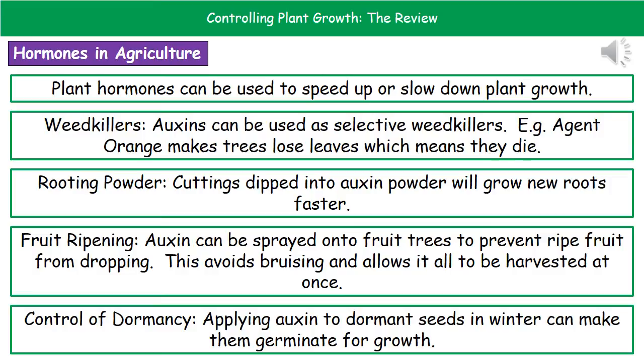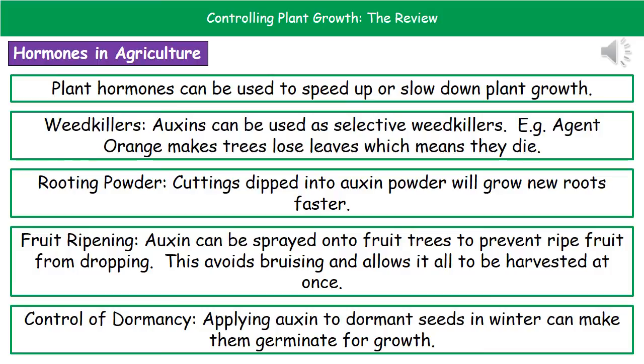The first one are weed killers. So we can actually use these auxins as selective weed killers, and the best example of this was Agent Orange, which they used back in the Vietnam War and sprayed it all over the trees, and as a result of that the trees lost their leaves. Now obviously in the Vietnam War they were doing this to remove cover, but the end result was that as soon as those trees had lost their leaves, they died, because without leaves they can't carry out photosynthesis.